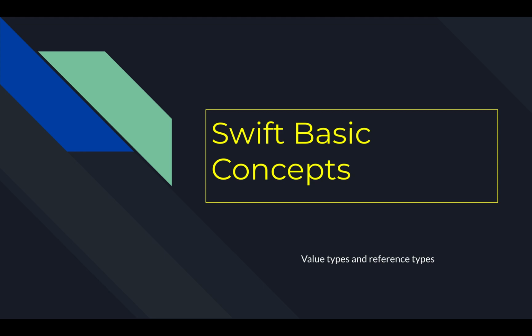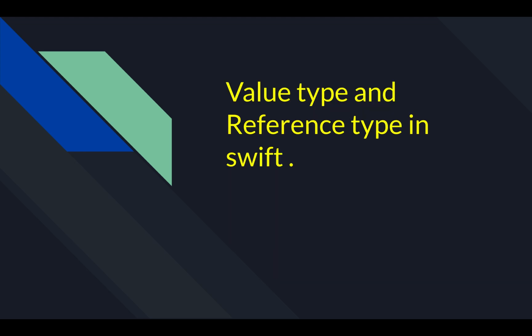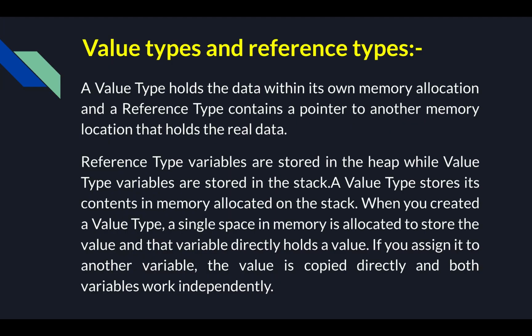So, moving to the value type and reference type. So what is a value type and a reference type? What are the types? In Swift, anything that we create in Swift can be of either a value type or a reference type. What is a value type and what is a reference type?